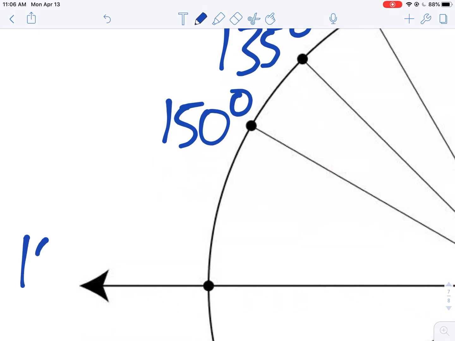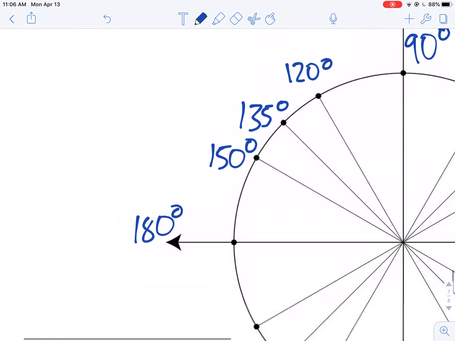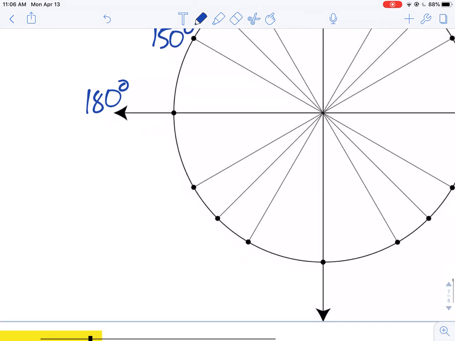And this last angle, I'm going to add 30 degrees to get 180 degrees. And when you look at that, we've already established that half of a rotation is 180 degrees, so this pattern holds up for me. I'm going to continue this pattern.